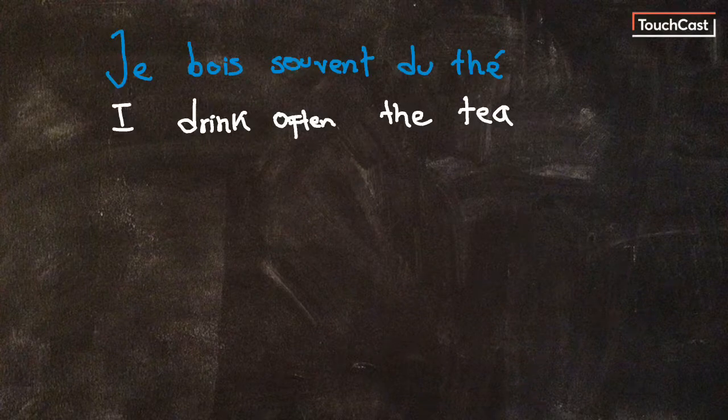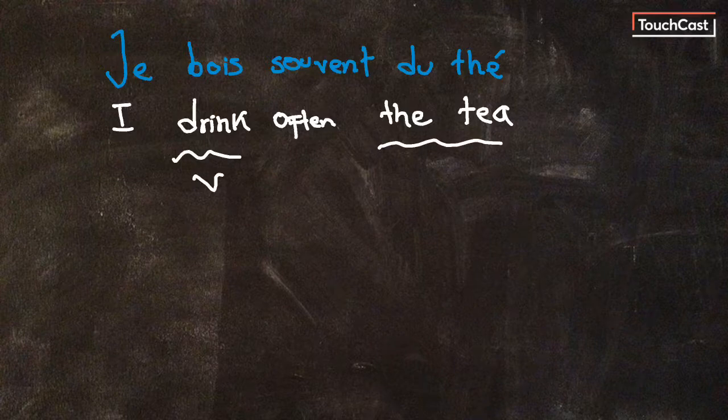Let's now consider this French sentence, "Je bois souvent du thé." As we can see here, we have the English gloss, drink, which is a verb, and the tea, which is the complement. Our X-bar theory says that the verb needs to be adjacent to its complement. But in this sentence, we can't see that happening because we have here an adverb that is intervening between the verb and its complement.